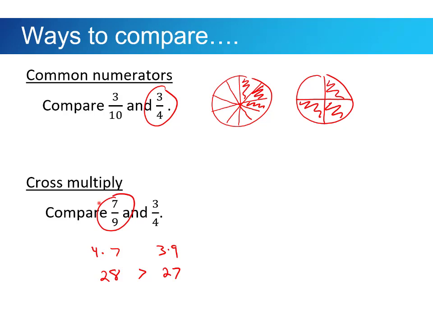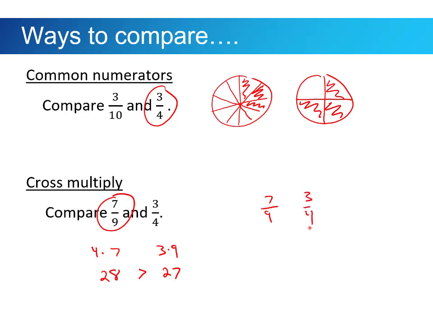Why does this work? Well, maybe you can see it. This really is basically the same thing as common denominator, right? Let's do this same problem again, but finding a common denominator. 7/9 and 3/4.